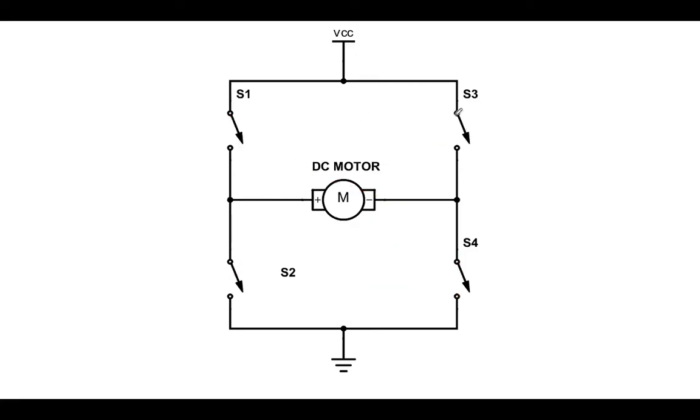If I alternatively give 1 over here, 0 over here, 1 over here, 0 over here, this switch will turn on and get shorted, and this switch will also turn on, and the circuit closes in this direction. That means the DC motor will get a positive supply here, and the other end will get connected to the ground over here. So the direction of the DC motor will also change, and it will run in the anti-clockwise direction. This way, using an H bridge, we can easily change the direction of the DC motor.